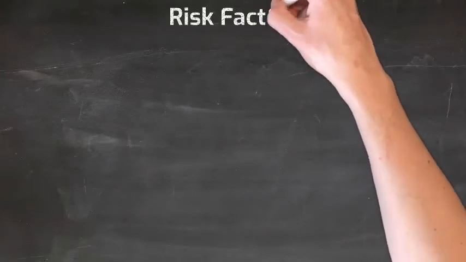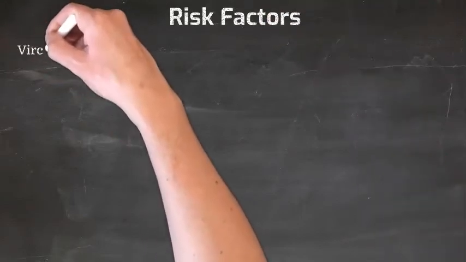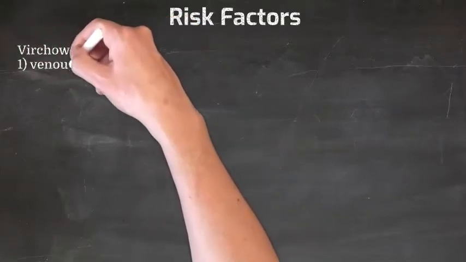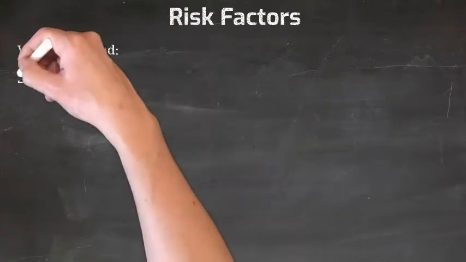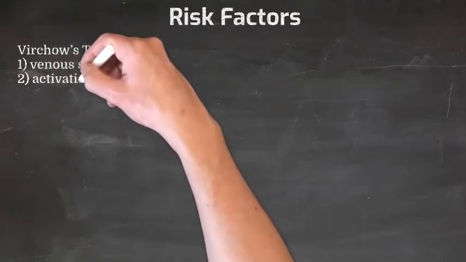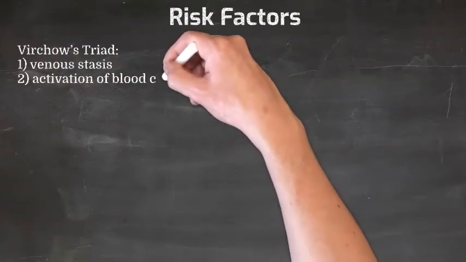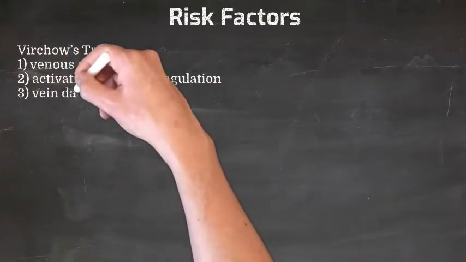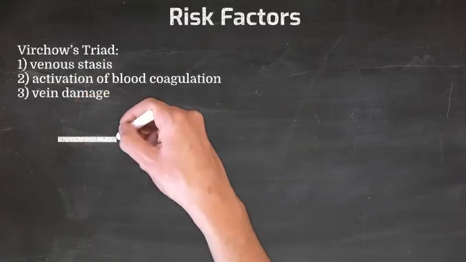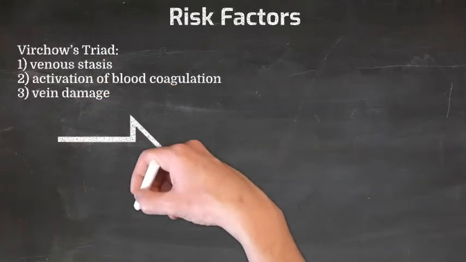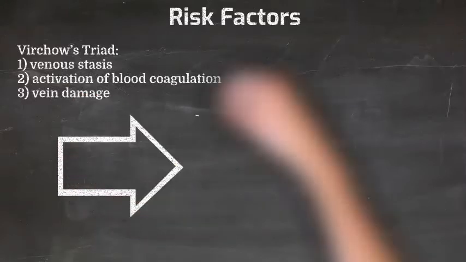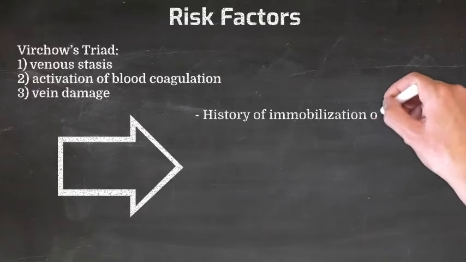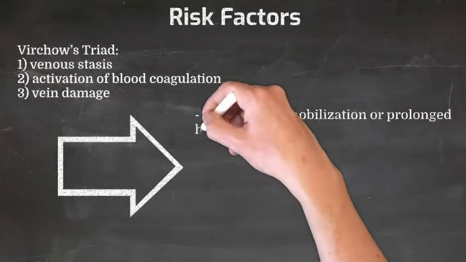All the specific risk factors in the development of PE or DVT actually fall under three factors that are known as the Virchow's Triad. These factors are venous stasis, activation of blood coagulation, and vein damage. So all of the known risk factors, or the specific ones, will fall into one or more of these basic factors.